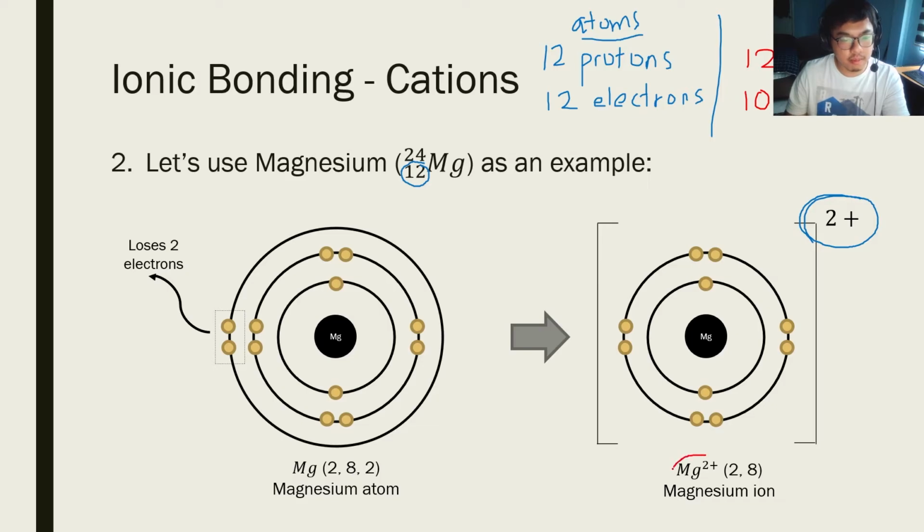Then the magnesium, you write it down as Mg2+. It has a charge of plus 2, or 2 plus now. And that's how you write down the electronic configuration of a magnesium ion.